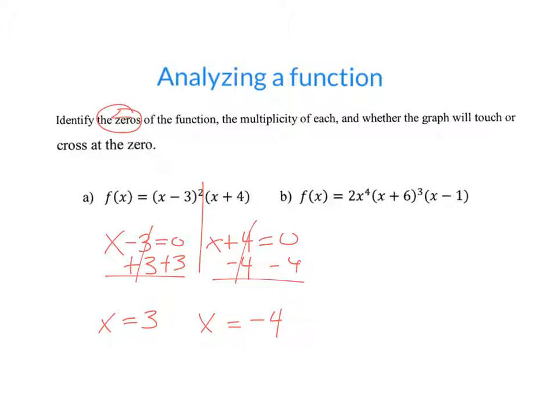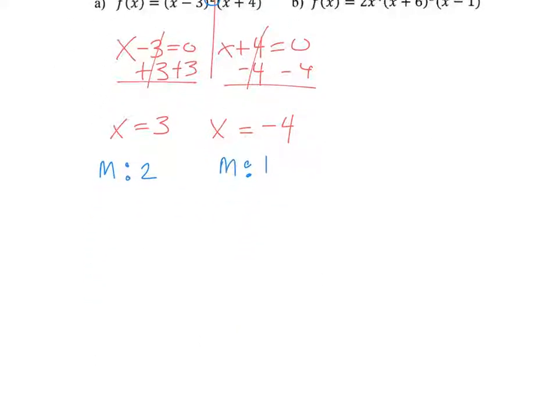Now your multiplicity is how often that value occurs, and that's where the exponents come in. My multiplicity for 3 is 2, meaning that value happens twice, and my multiplicity for -4 is 1, because that is the exponent here. Alright, now the whole idea of whether it'll cross or touch. Multiplicities tell you how your zeros will behave, whether they will cross or touch the x-axis.